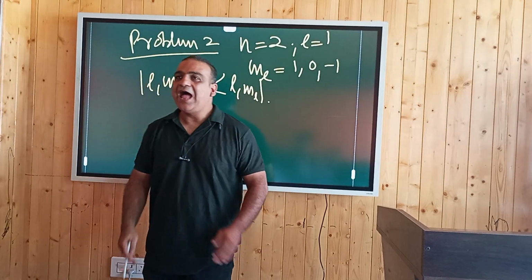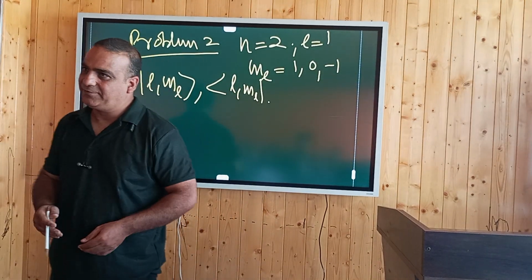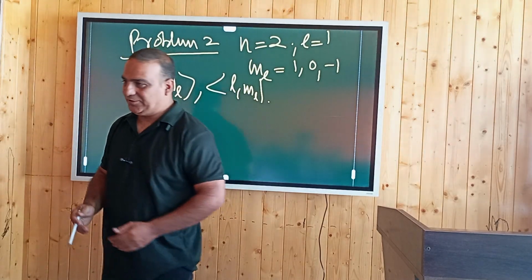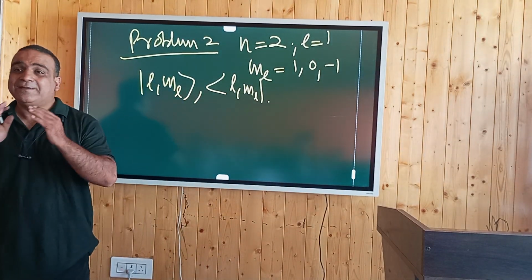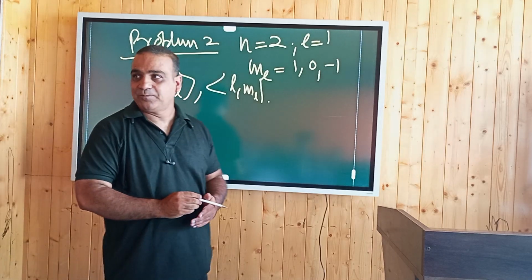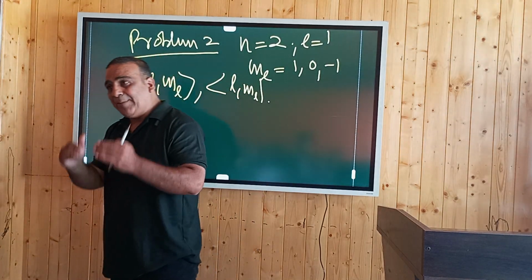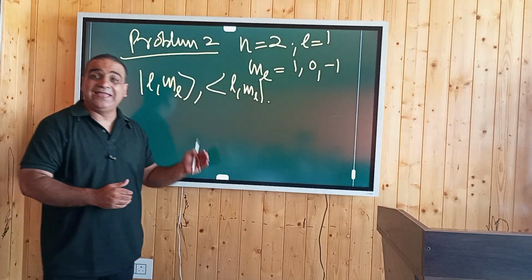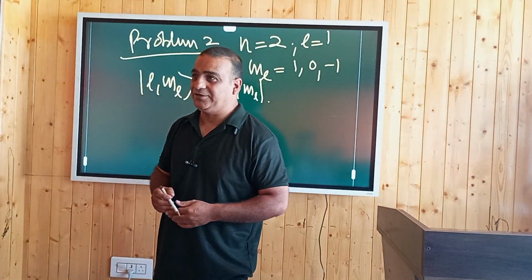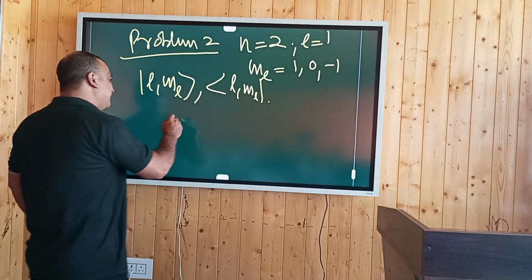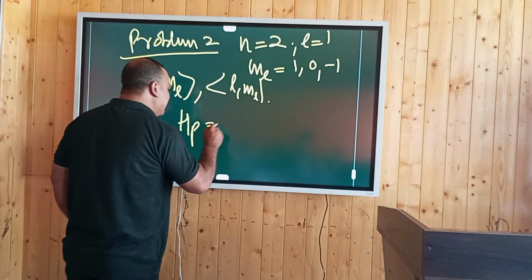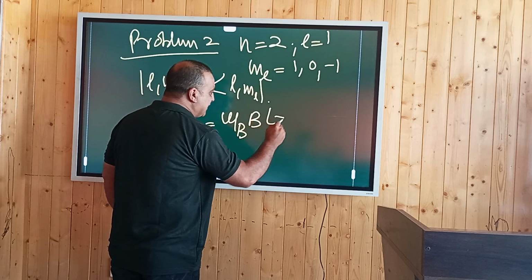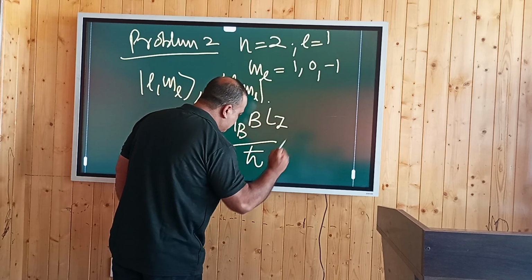Now what I do, I introduce perturbation. I introduce external perturbation. I introduce magnetic field. The magnetic field that I am applying on this problem of hydrogen atom is along Z direction. And I define that as Hp is equal to mu B B L Z by H cross.